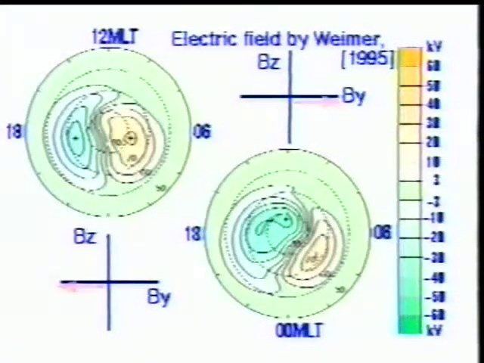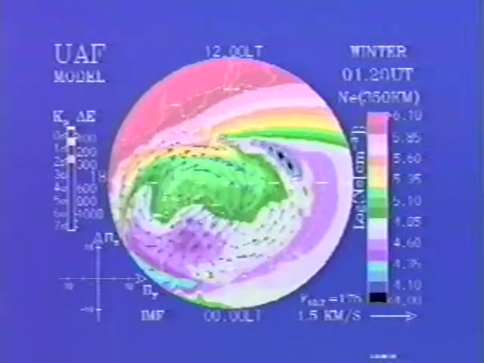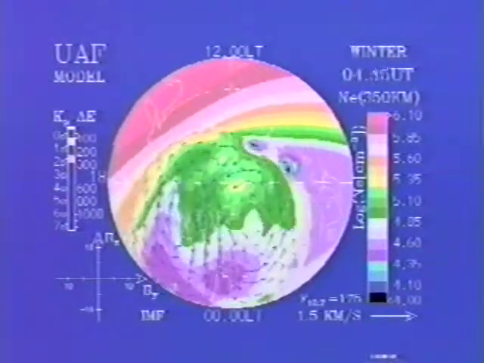In the next animation, the Y component of the IMF is instantaneously reversed every hour, resulting in equipotential contours similar to those shown. This change alters the dynamics of the system and results in changes to the electric field and the corresponding ionospheric convection patterns.